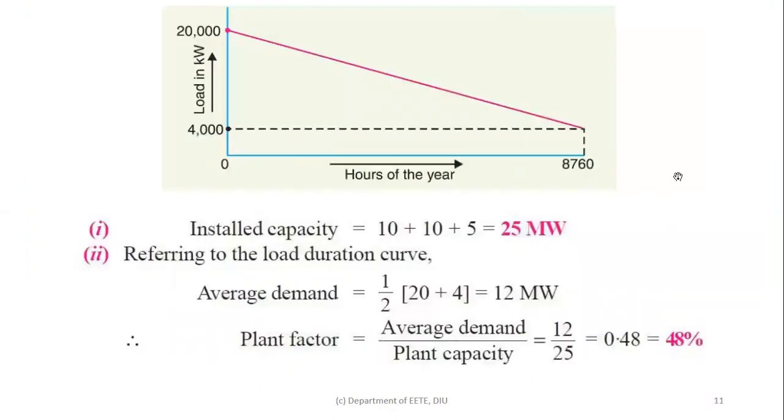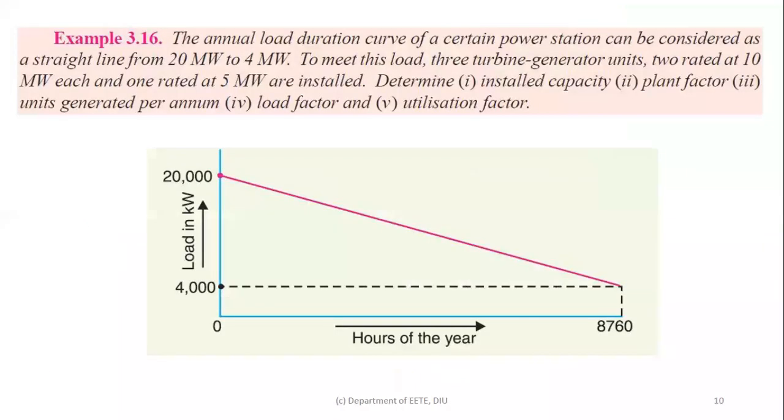So finally, one more. This is the last example we will discuss before we finish our class. Interestingly, let's see what is told. It is told that the annual load curve of a certain power station can be considered as a straight line from 20 megawatt to 4 megawatt. So the load duration curve is given from 20 megawatt to 4 megawatt. To meet this load, there are 3 turbine generator units, 2 rated at 10 megawatt and 1 at 5 megawatt. So 10 plus 10 plus 5 is 25 megawatt, that is the total capacity. Determine the installed capacity, which we already said is 25 megawatt, the plant factor, the units generated per annum, the load factor, and finally the utilization factor.